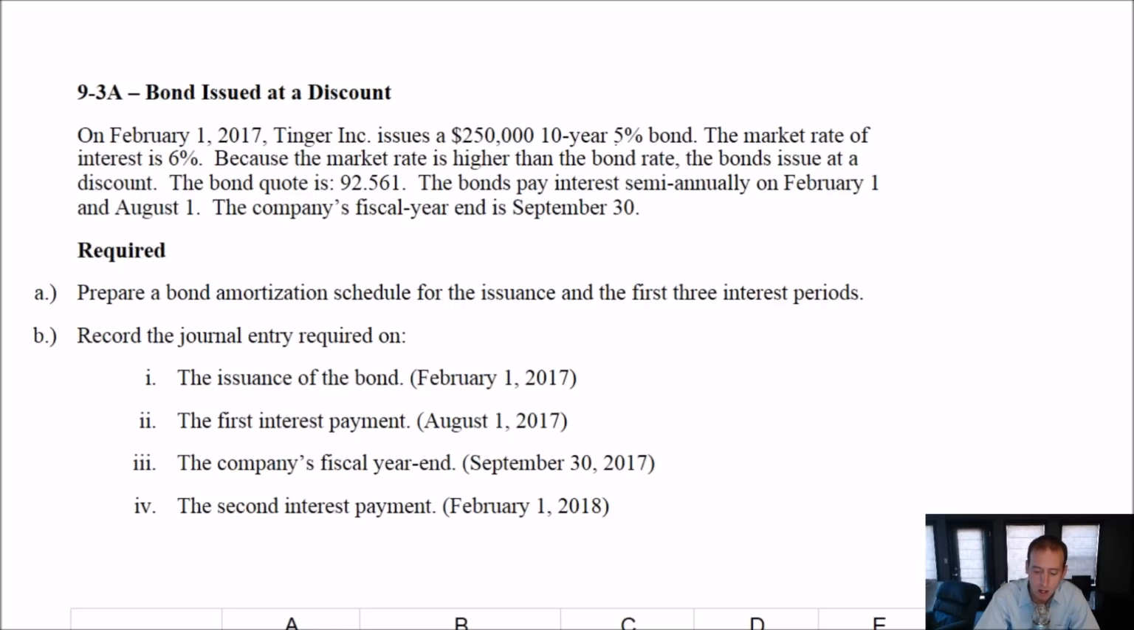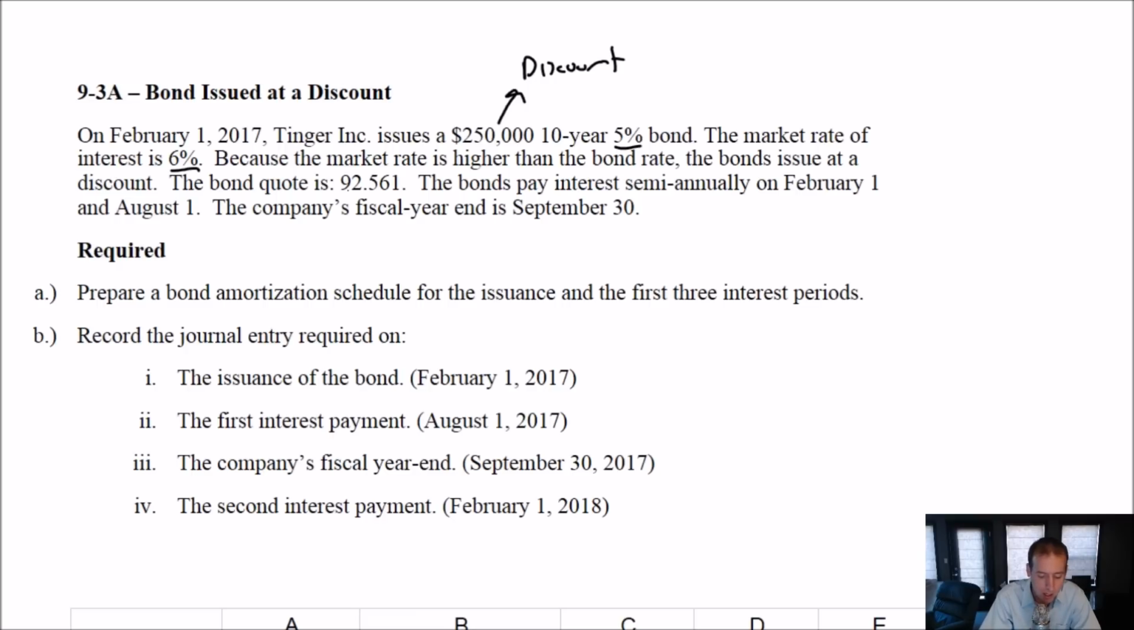When I see I issue a 5% bond as Tinger Inc., and the market rate of interest is 6%, I know I won't get the full $250,000. I know this bond will be issued at a discount. Why do I know that? If I'm offering 5%, but you can get 6% from similar companies in the market, then nobody's going to pay $250,000 for my bond. I'll have to offer it at a discount. Because the market rate is higher than the bond rate, the bonds issue at a discount.